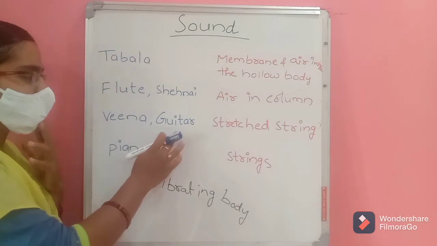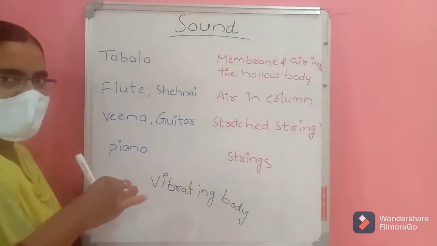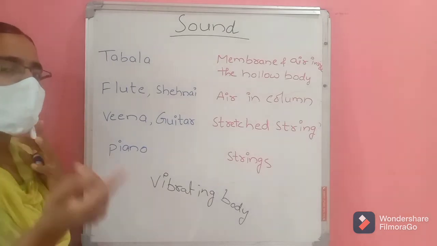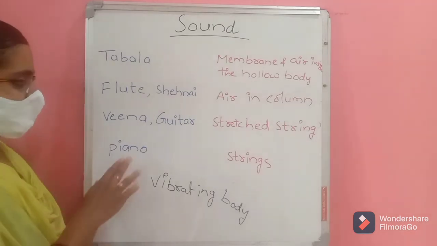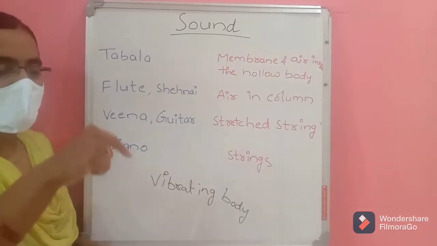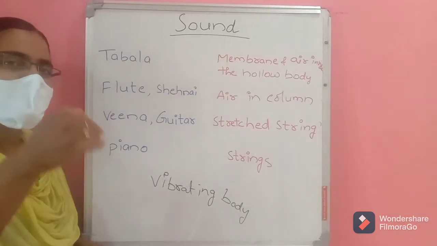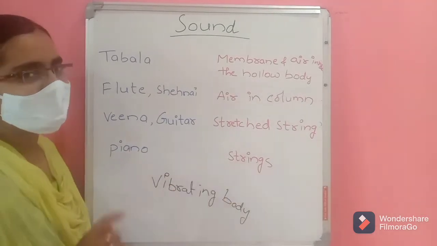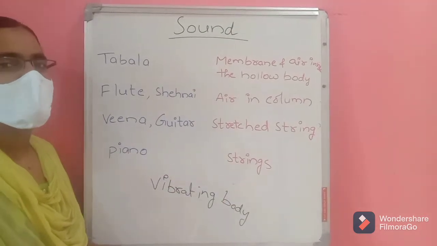Next, veena and guitar. Both of these have stretched strings. When you vibrate that stretched string, then only you will get the sound. Piano. Piano has strings. When you press the buttons, below those buttons we have strings. Those strings are also struck. That's why we get sound.